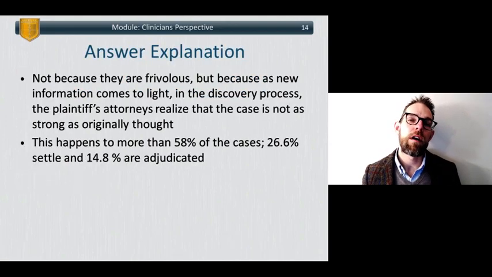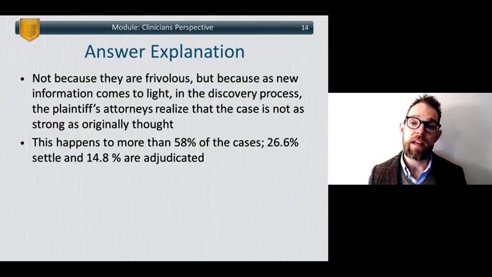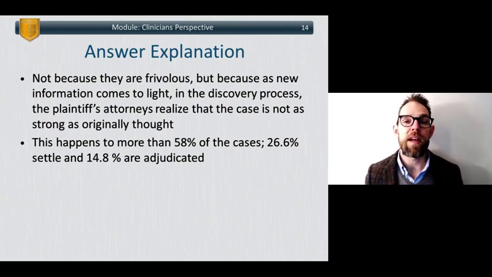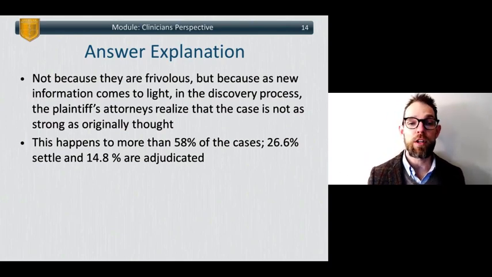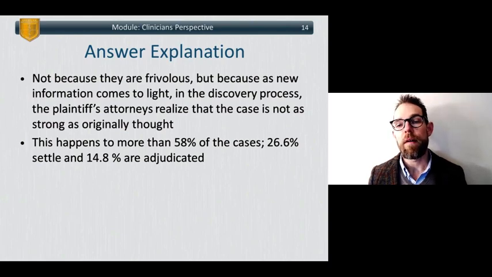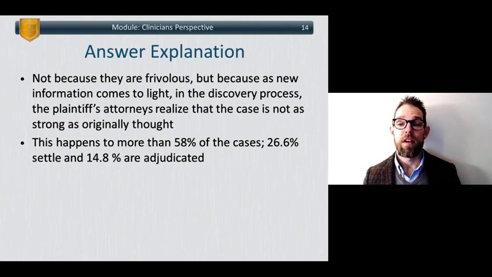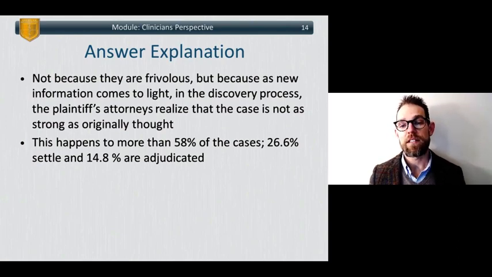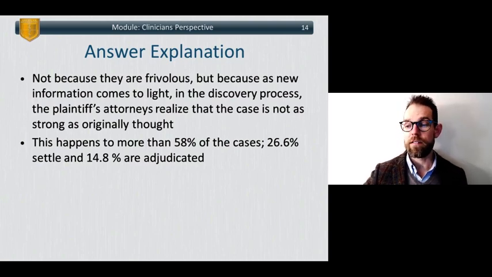So the majority of malpractice suits are dropped, not because they're frivolous, but because as more and more information comes to light in the discovery process leading up to deciding whether or not this goes to trial, a plaintiff's attorney may realize that the case is not as strong as they originally thought, not the slam dunk that they thought they had before. So in more than 58% of the cases, they are dropped. 26.6%, so a full quarter of those cases, settled, and 14.8% are adjudicated, so go all the way to trial.